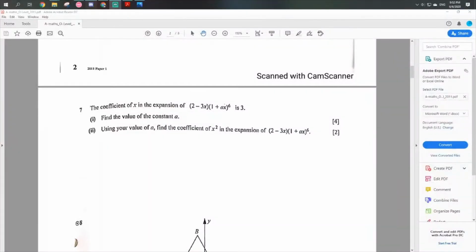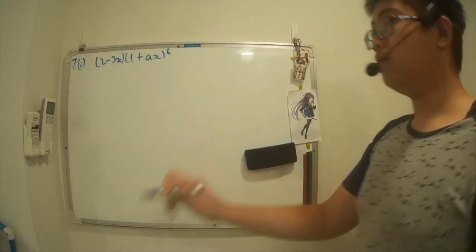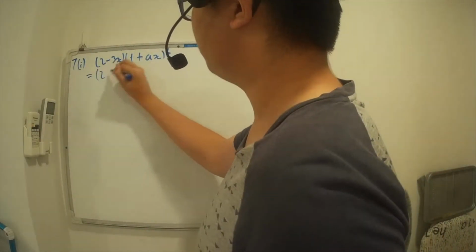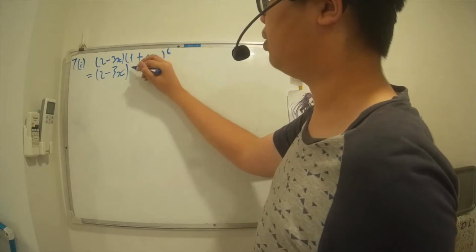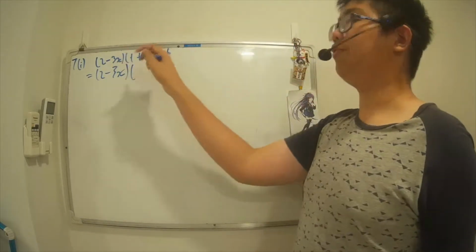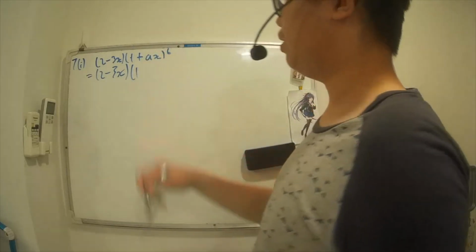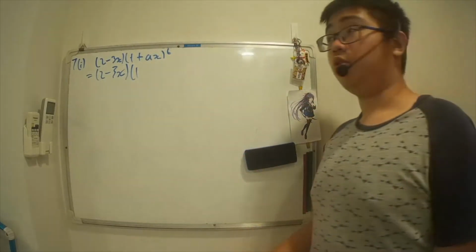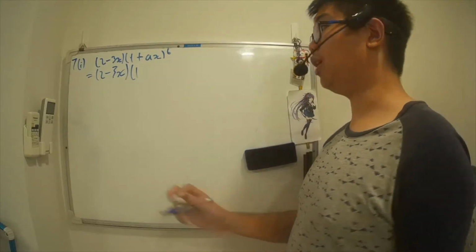Question 7 is binomial theorem. The coefficient of x in the expansion of (2 minus 3x) times (1 plus ax) to the 6th power is equal to 3. Okay? So find the value of the constant a. Okay? So we have this, right? So let's do this. Now, because of the second part, I'm going to be expanding this with the first three terms, okay? So the first term will just be 1, right? In this case, because whenever you have 1 plus something else, the first term is always 1, okay?